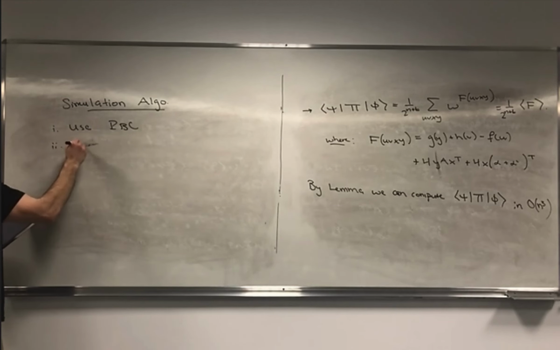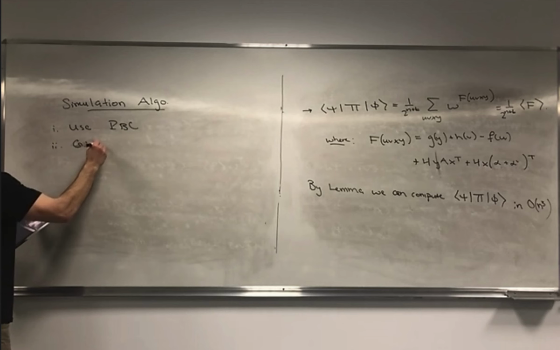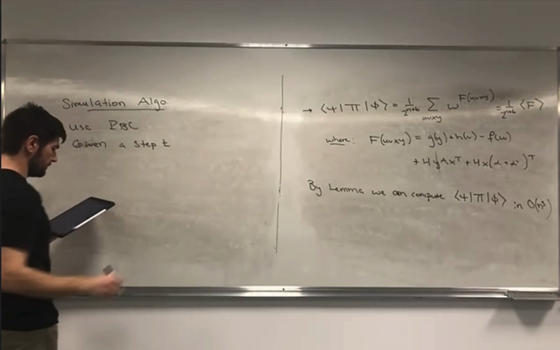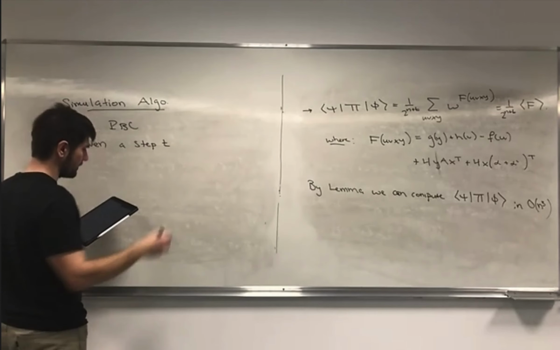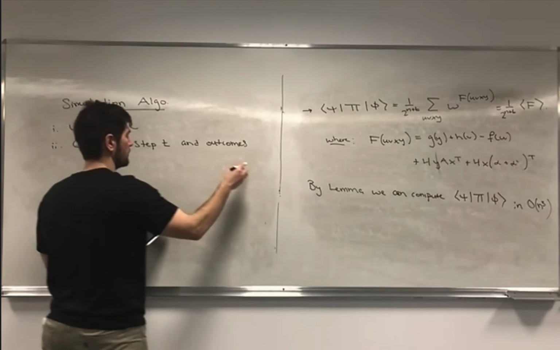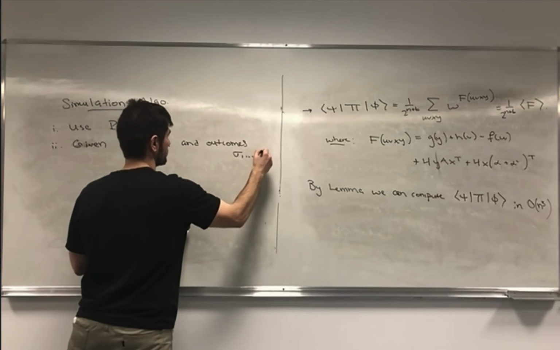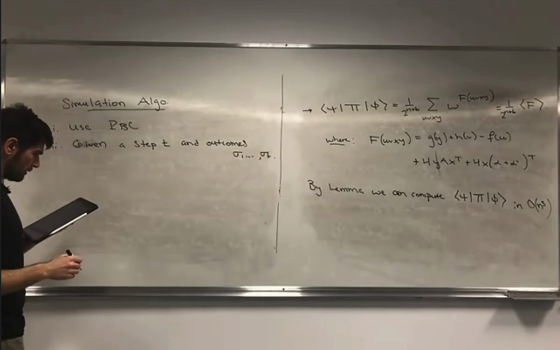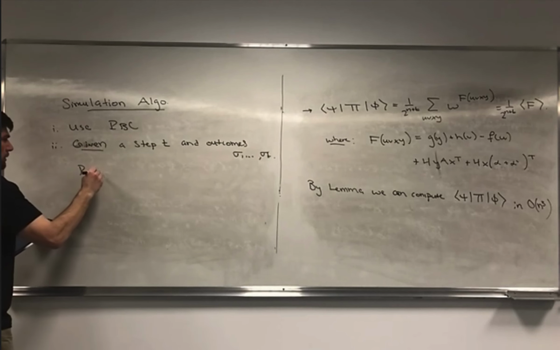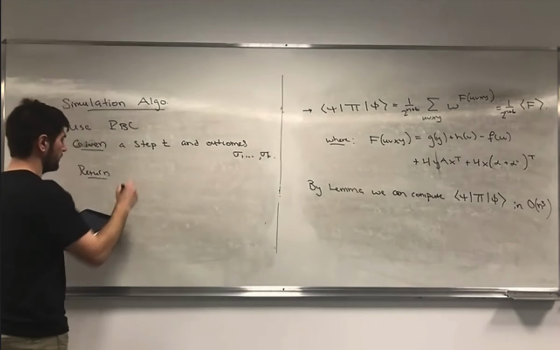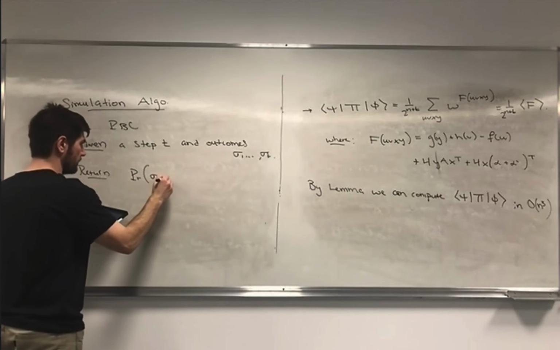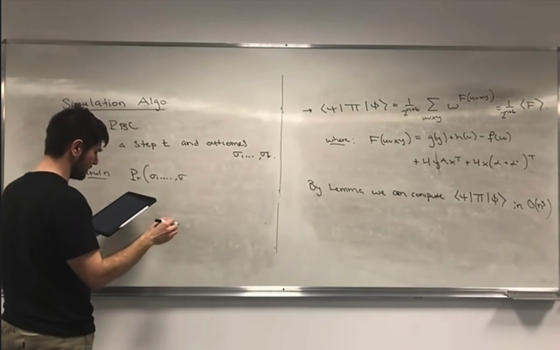Sorry, this is not big enough. Given t steps and outcomes of previous polys sigma 1 to sigma t, we want to return the probability that we obtain this bit string, sigma 1. I guess it's not a bit string, these outcomes.